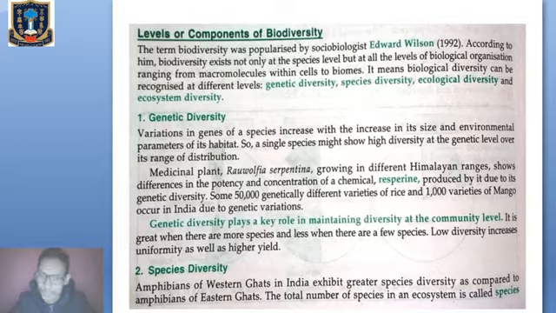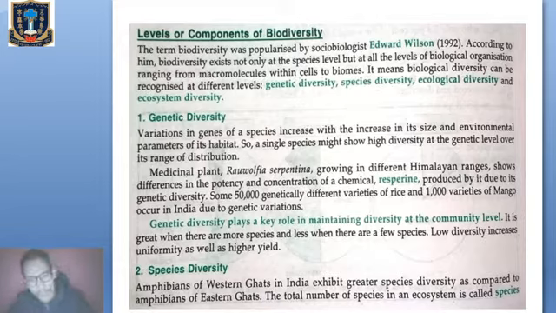We have genetic diversity, species diversity, ecological diversity, and ecosystem diversity. So first we'll talk about genetic diversity, the diversity among the genes. Variations or differences in the genes of a species will increase with the increase in the size and the environmental parameters of the habitat. So it says that in genetic diversity, the variation in the genes of a species will increase. How does it increase? When there is an increase in the size and the environmental parameters of the habitat.